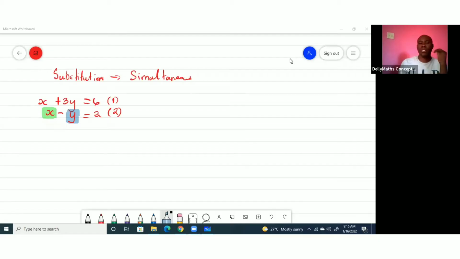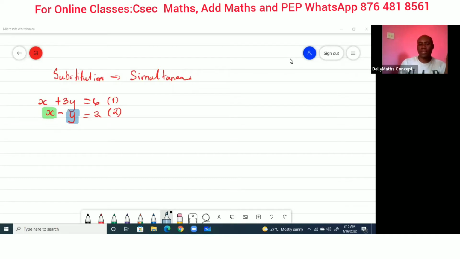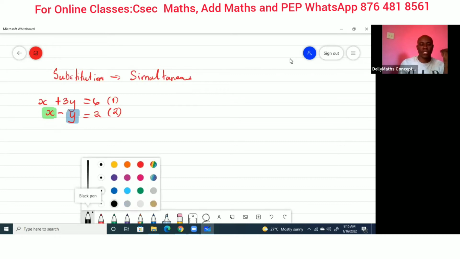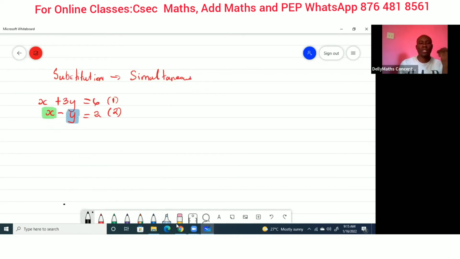So in doing so, based on what we have, we would have to create a third equation, right? So we're going to create a third equation here. So here is a third equation. With the third equation that we're going to create, we would try to let the x be by itself or the y be by itself.